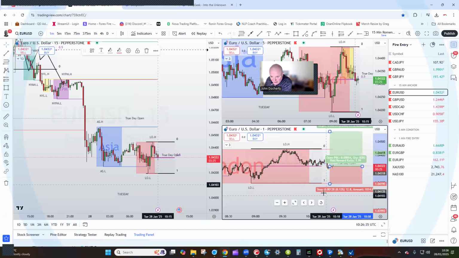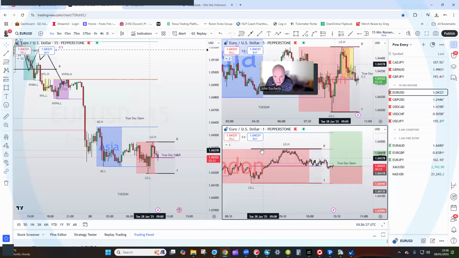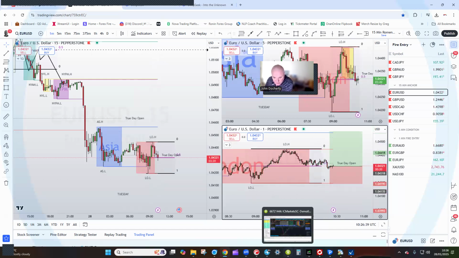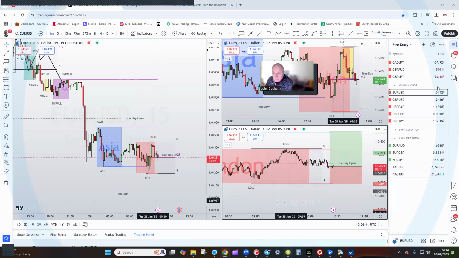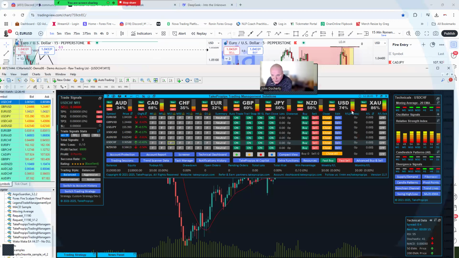More or less got it there. Let's have a look at the currency strengths of the Euro, US dollar. Euro is weak. US dollar is stronger. So again, the currency strength is slightly against us. So what I'm going to do, I'm just going to bring this over to here.